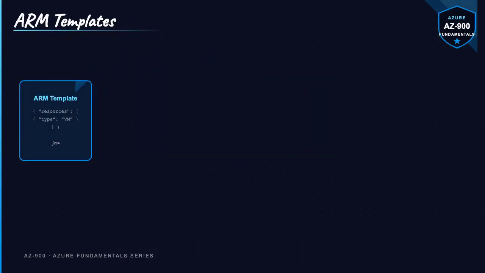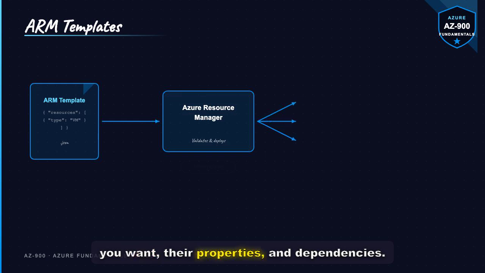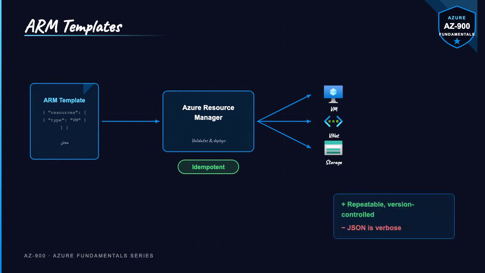ARM templates are Azure's native infrastructure as code format. JSON files that declare the resources you want, their properties and dependencies. Submit the template to Azure Resource Manager and it handles the deployment. ARM templates are idempotent. Run the same template repeatedly and get the same result. The trade-off: JSON is verbose. A simple VM can be hundreds of lines.